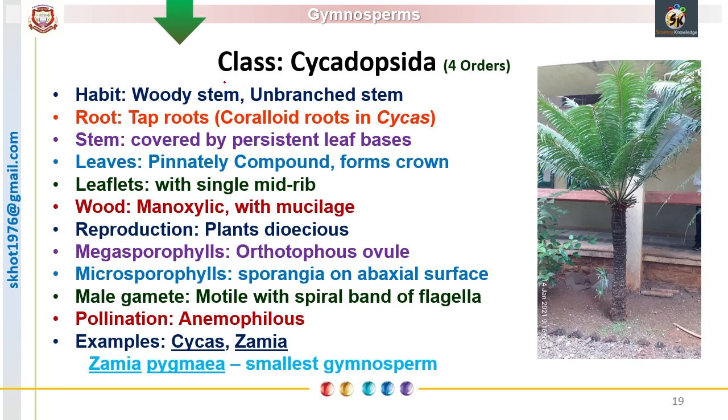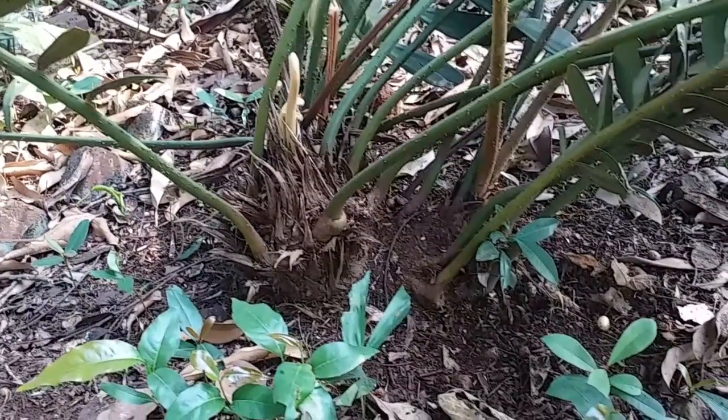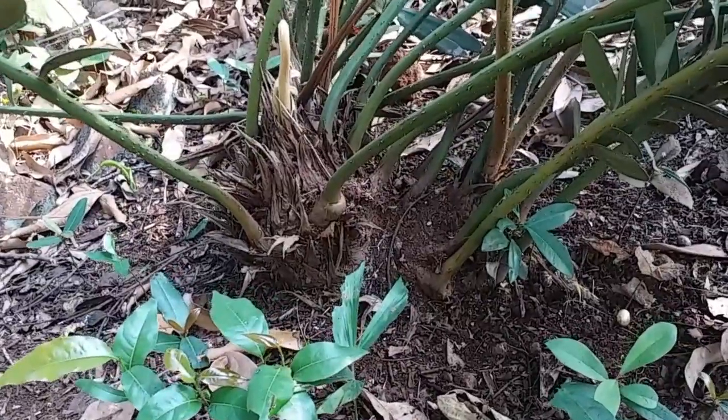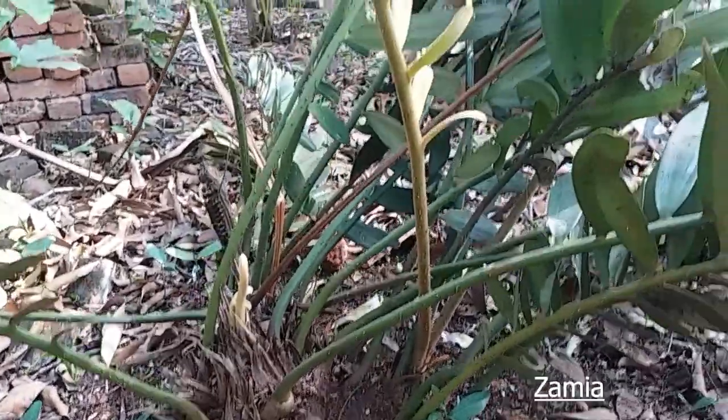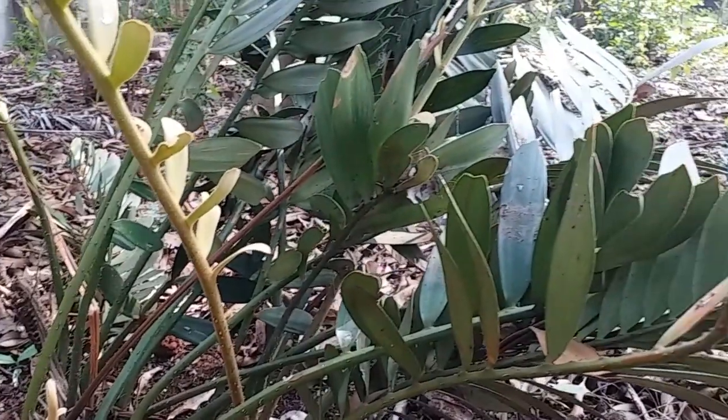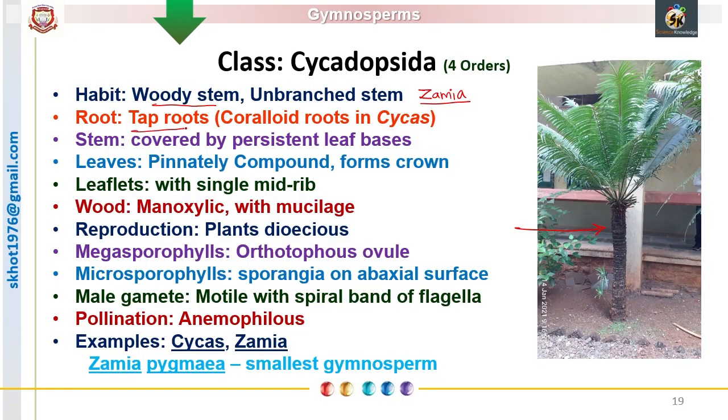So class Cycadopsida is characterized by a woody stem. In a number of plants, this stem is aerial and unbranched, just like in Cycas, or in the case of Zamia, the stem is underground and rhizomatous. It is subterranean in its position. The root system is a taproot system. In some plants, we get coralloid roots.